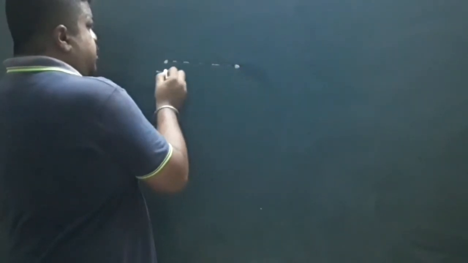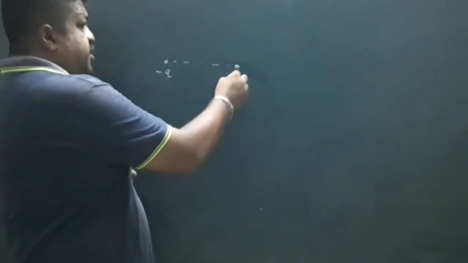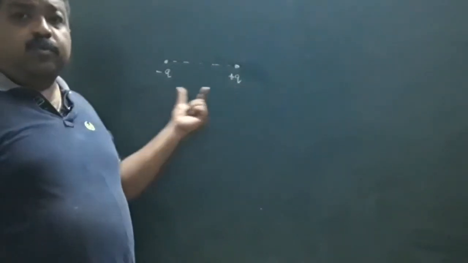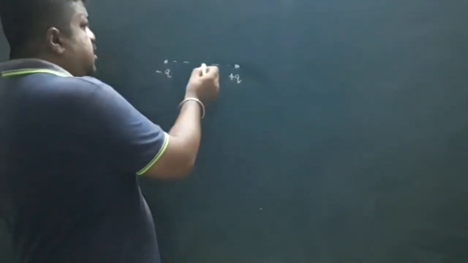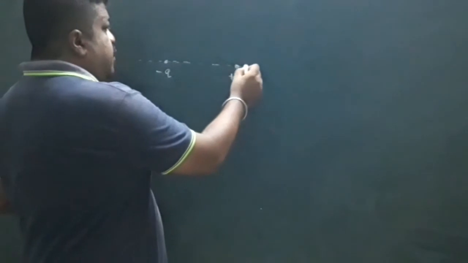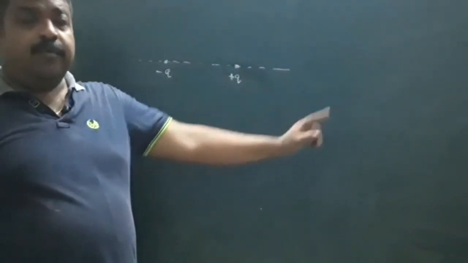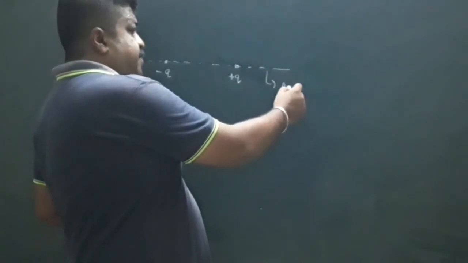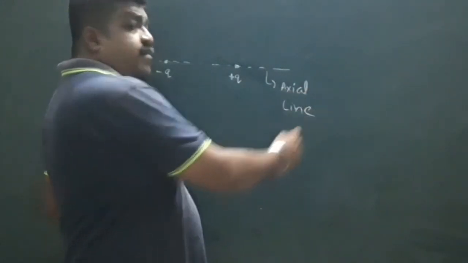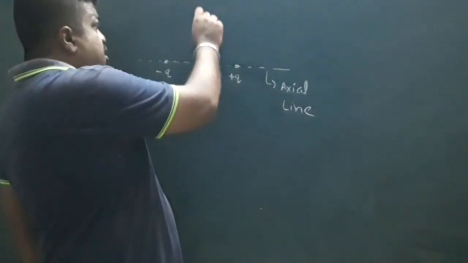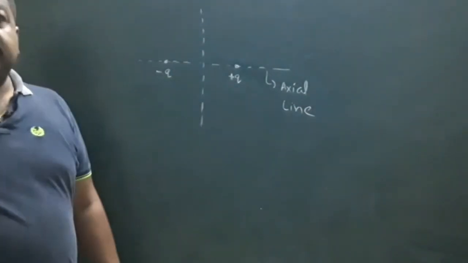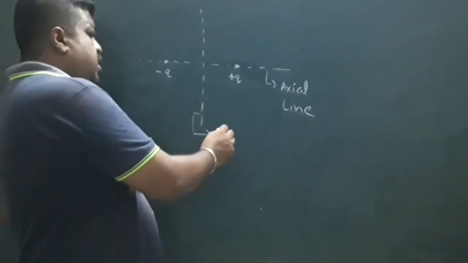Now we will learn a few important terms associated with an electric dipole. Suppose this is the dipole, this is minus Q, this is plus Q charge. These are the two charges constituting the dipole. Now this line which is passing through the axis of the dipole is called the axial line. And the perpendicular bisector to the dipole is called the equatorial line.